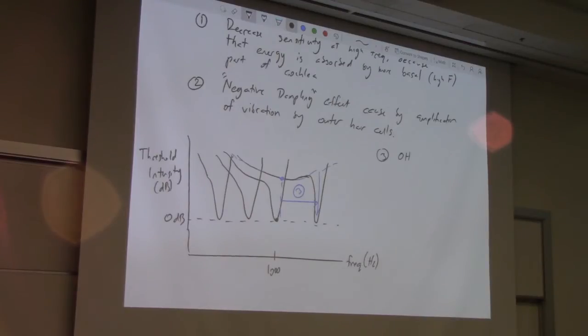So the outer hair cell response can actually increase the frequency at which the inner hair cell is most sensitive. And what you end up with there is these really high frequency hair cells.